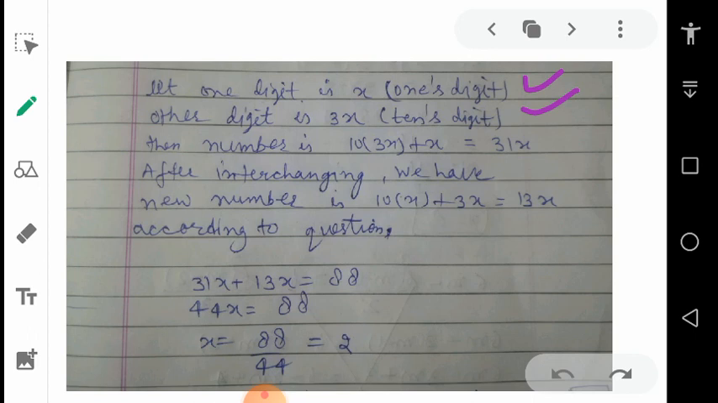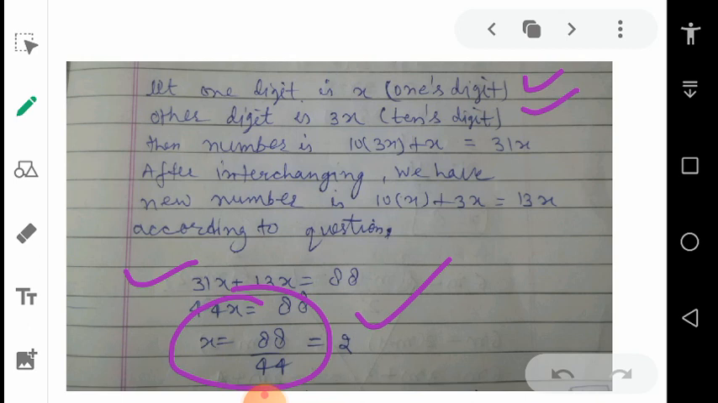Now we have to follow the condition according to the question. If both the numbers are added, we get 88. Which both numbers? The original number and the number obtained by reversing, or interchanging, the digits. So by adding both these we get 88. For this we write 31x plus 13x equals 88. Simplifying, we get x is 88 upon 4, and that is 2.